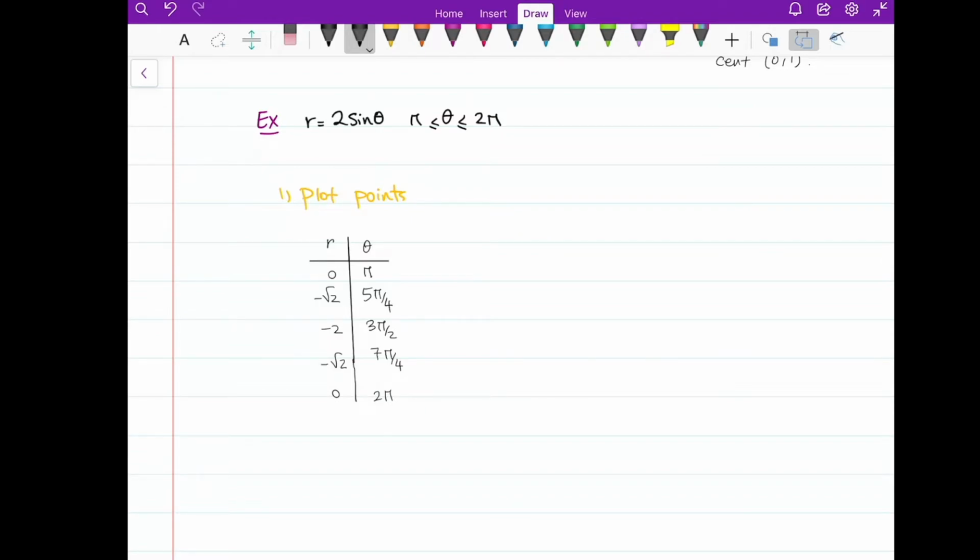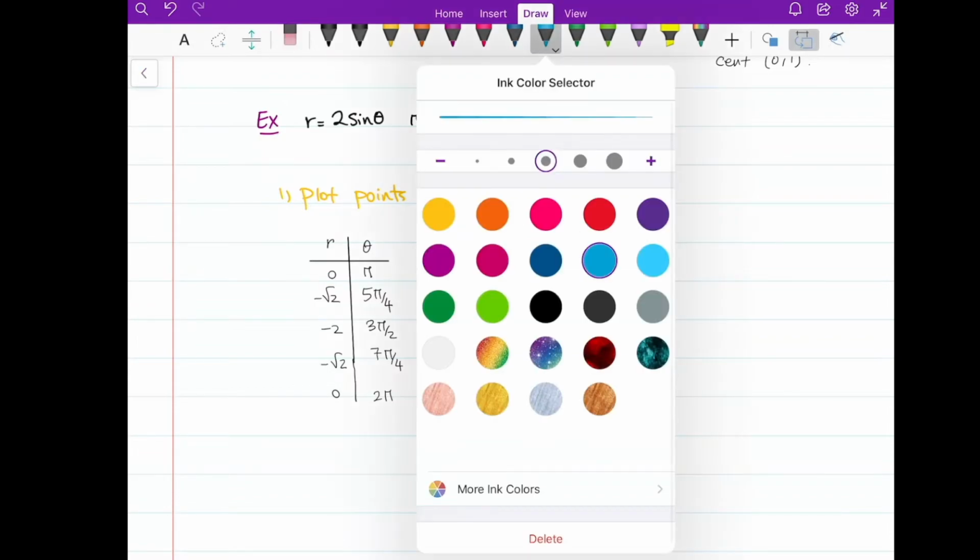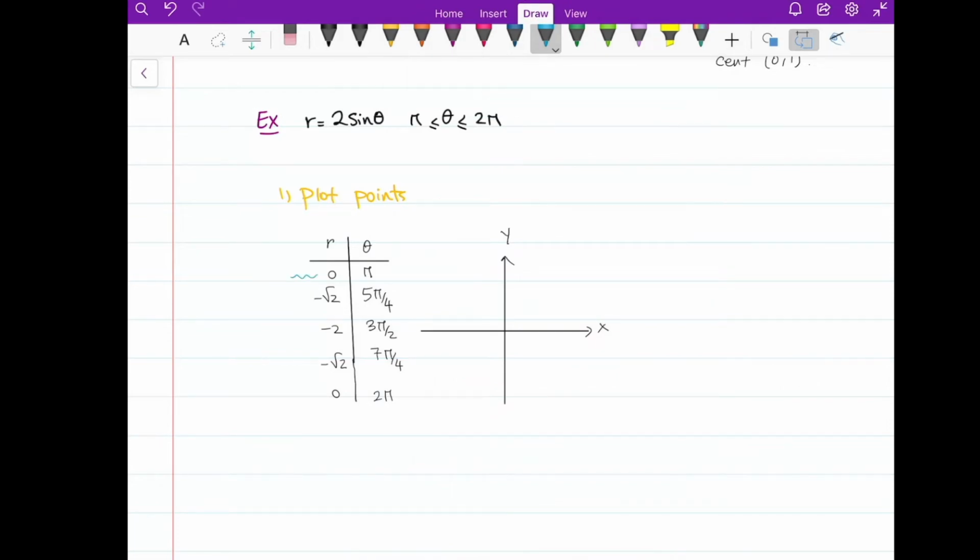Okay, now I'm going to plot the points and see what I get. X-axis, y-axis. Okay, so the point that I have in here would be the point (0, pi), which is the origin, right? When r is equal to 0, I'm at the origin.